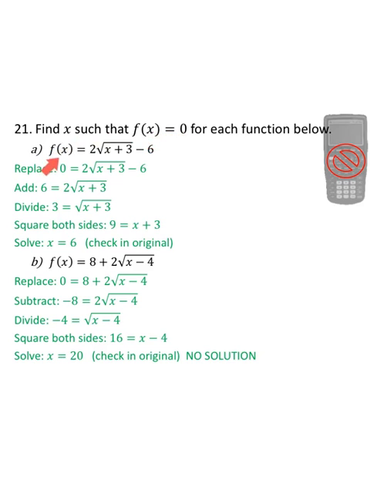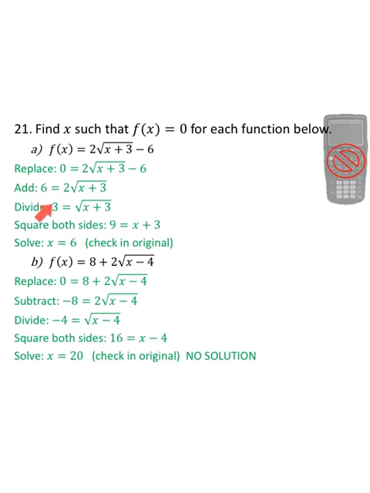So in my function, instead of writing f of x, I'm going to replace that with 0. So 0 equals 2 times the square root of x plus 3 minus 6. Now I want to solve this. In order to solve just about anything, any type of equation, we want to isolate that type. So I'm going to add 6 to both sides. 6 equals 2 times the square root of x plus 3. But if I want to truly isolate that radical, I'm going to divide both sides by 2.